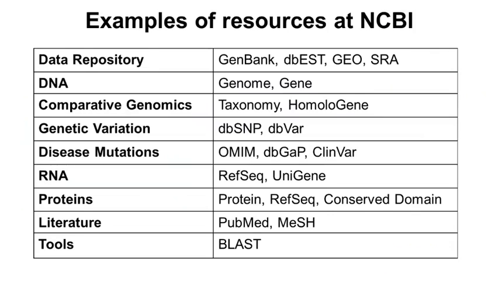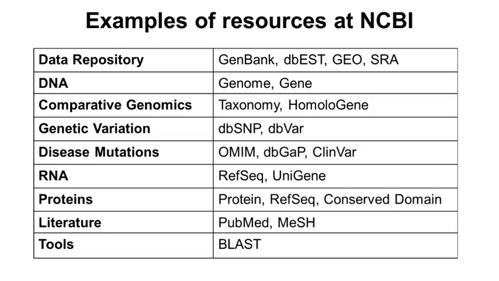This table lists examples of resources at NCBI. There are several large data repositories, including GenBank for nucleotide sequences, dbEST for expressed sequence tags, which are no longer popular, GEO for gene expression data, and SRA for next-generation sequencing reads. For DNAs, there are annotated databases Genome and Gene. To assist research in comparative genomics, there are the Taxonomy resource and HomoloGene.